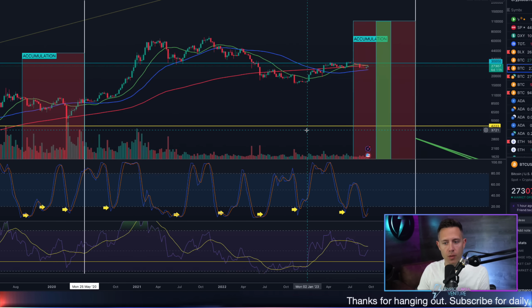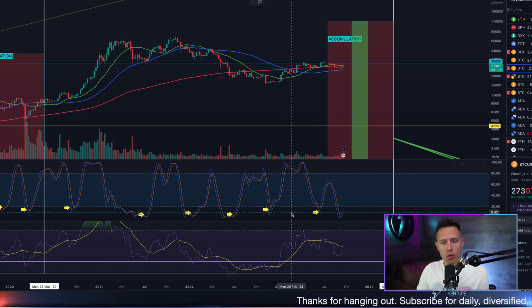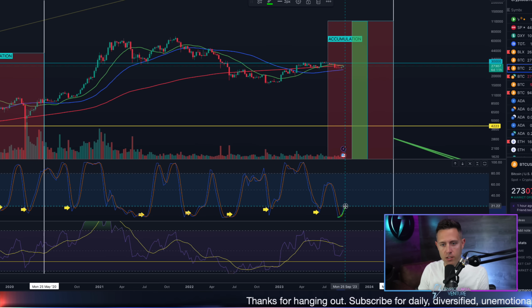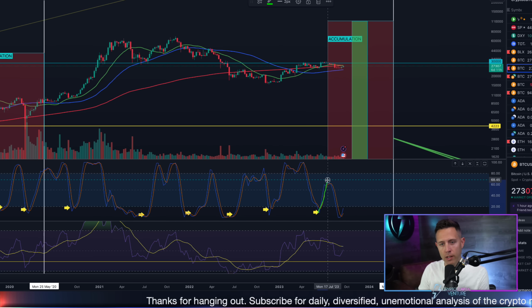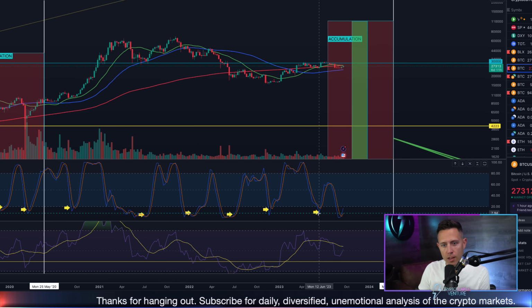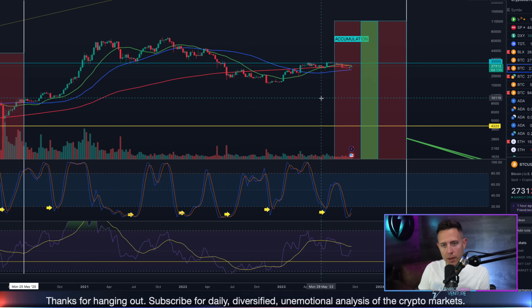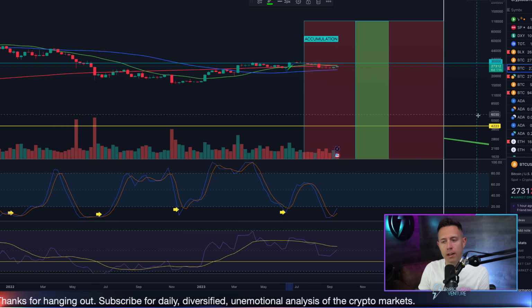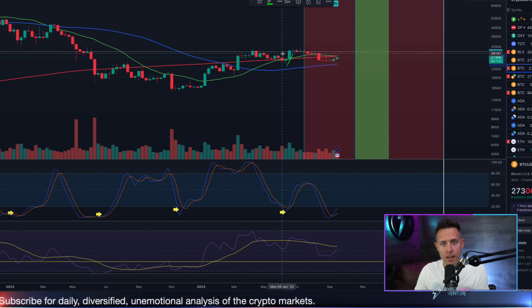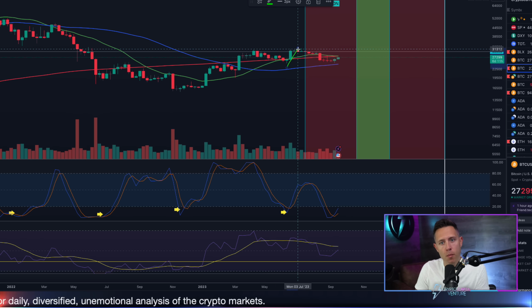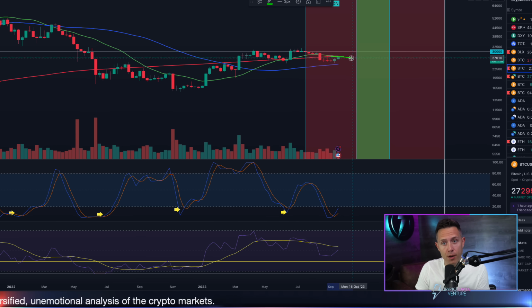But check this out. Zoom out a little bit. So we're about to get this cross right here. Last time we got the cross was back in June. You can see that blue line crossing the red. And if you just look at what Bitcoin did in that moment, it was a power move, right? And by the way, I'm not saying every time this happens, it's the start of a bull market or something, but I'm looking for just a power move of momentum, particularly above these moving averages, the 20, the 200 on the weekly.